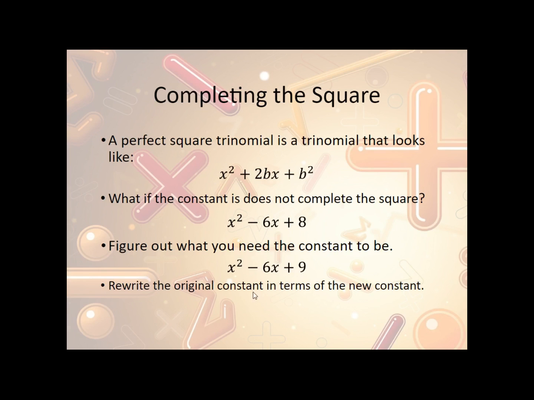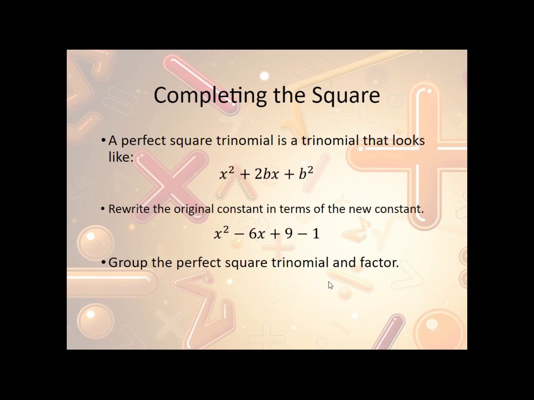So now we need to rewrite the original constant in terms of the new constant. So we take what we have here, we know it needs to be plus 9, and we need to say, how do we get from 9 to 8? Well, in order to get from 9 to 8, we subtract 1. So this is the same thing as x squared minus 6x plus 9 minus 1. And if we combine like terms, we get back up to here where we started.